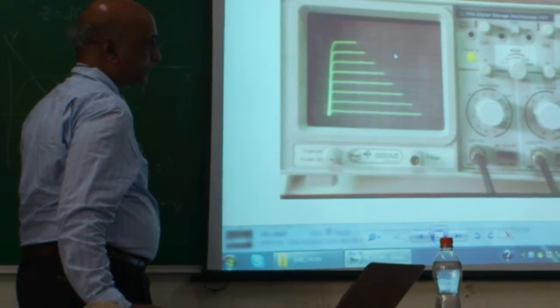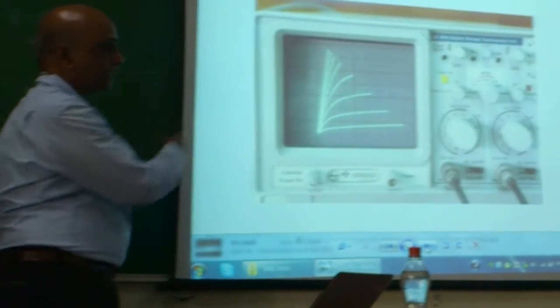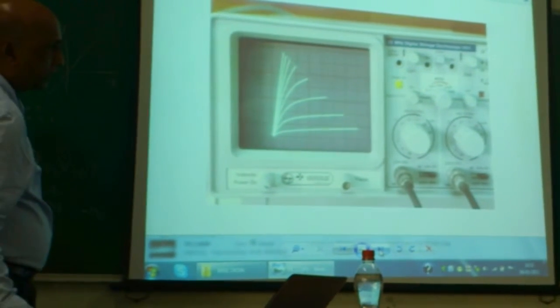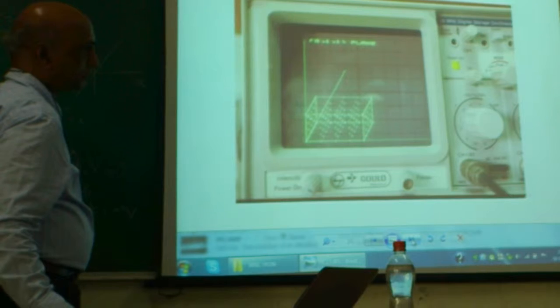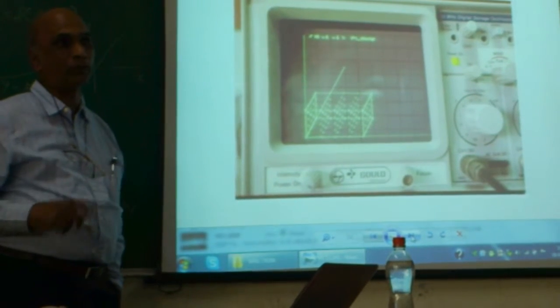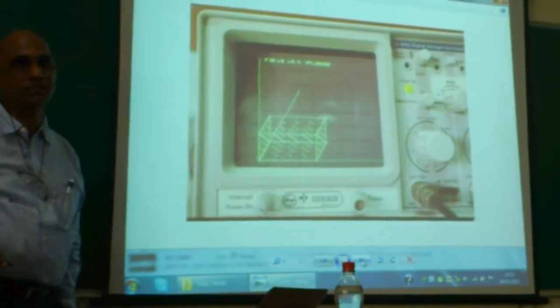So let us see whether we have a 3D image anywhere. This is 3D FET characteristics. Sorry, these are 2D FET characteristics. This is a typical cubic structure where you've got a 5 by 5 by 5 matrix on a Cartesian coordinate system, and a cube.